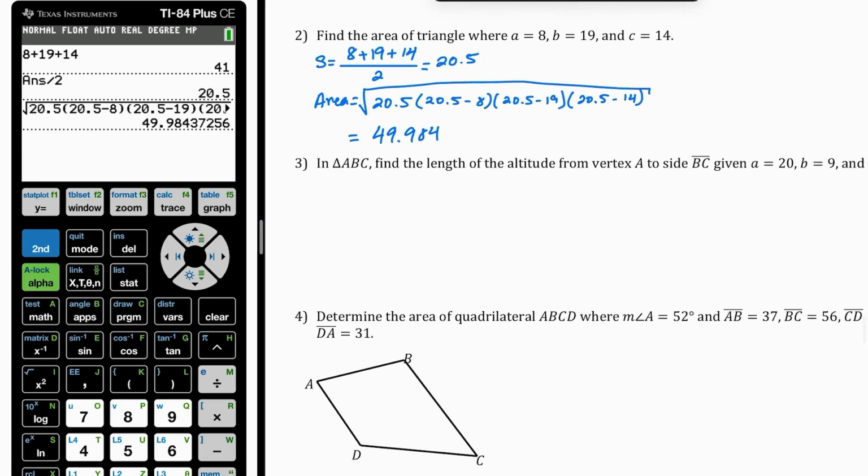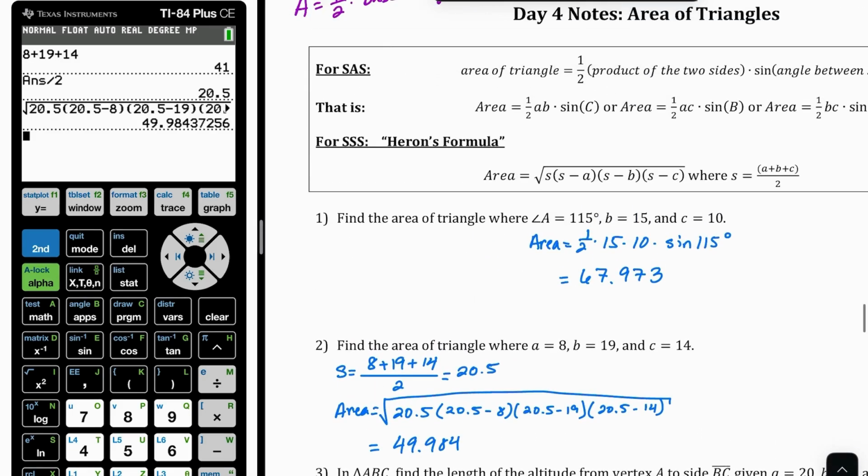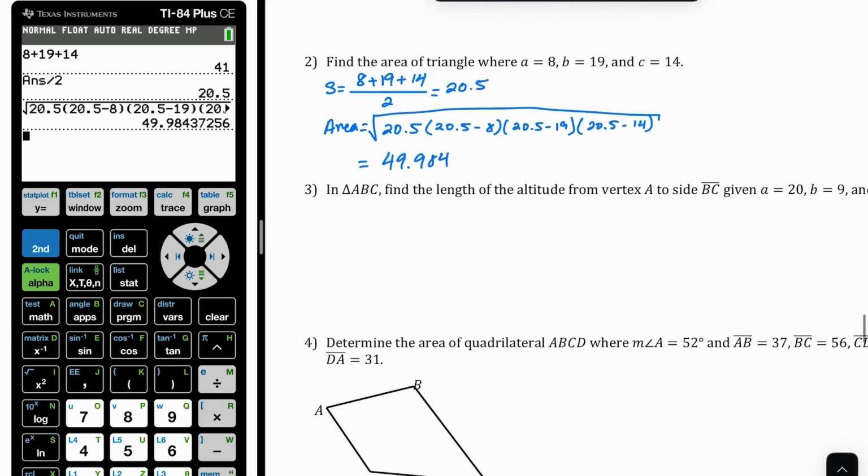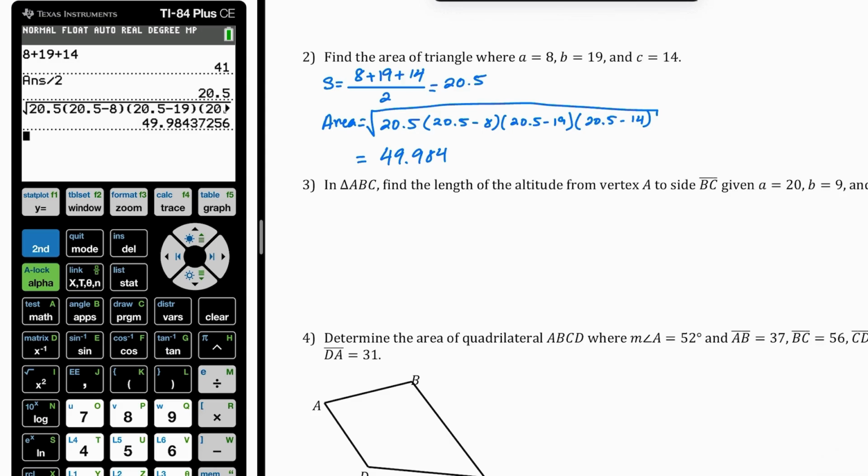So that's the new area of triangle formulas that we have when we're dealing with side angle side and side side side. If we gave you any other scenario, you have tools now to figure out missing information and use these formulas to figure that out. So a question that we love to ask in this class is for you to find the altitude from a certain vertex to a certain side length.